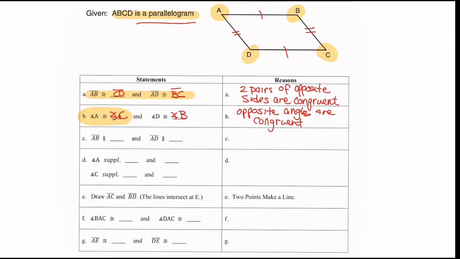Statement C. AB is parallel to some other side, and AD is parallel to some other side. The property here is that there are two pairs of opposite sides parallel to each other. So AB is parallel to CD, and AD is parallel to BC.